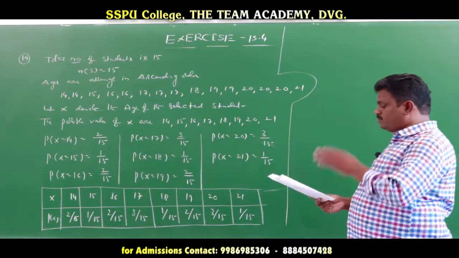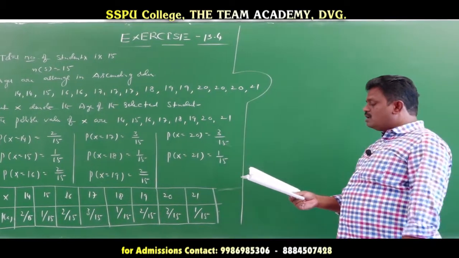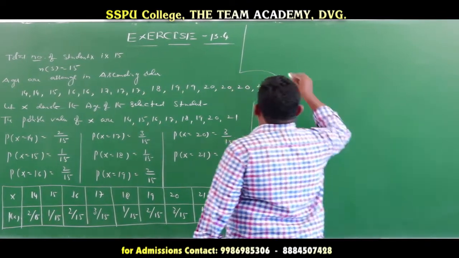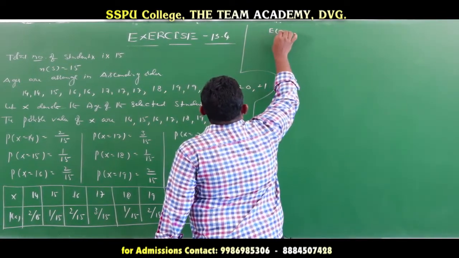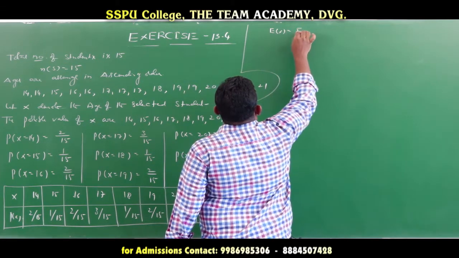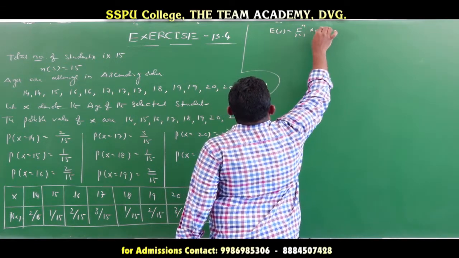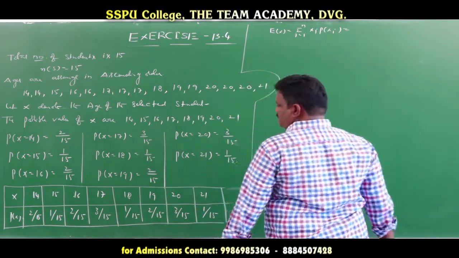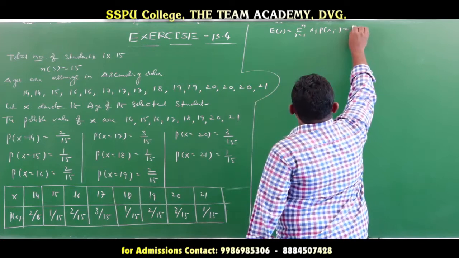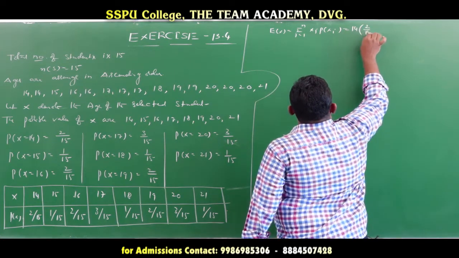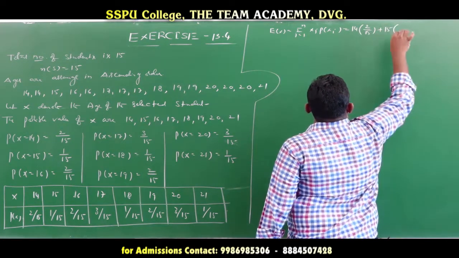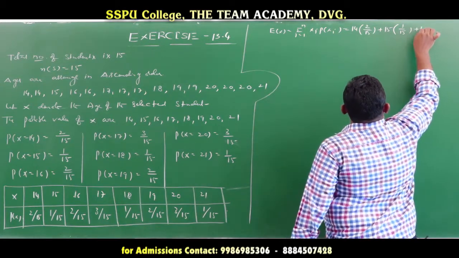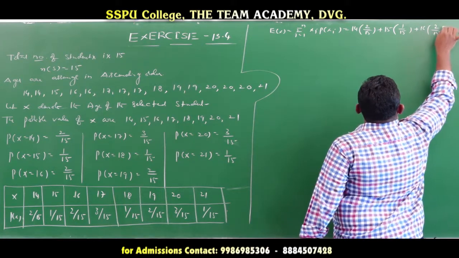Now what do we find here? Find the mean, variance and standard deviation. Already we know the mean: how to find it? The expectation of X is equal to the sum over i equal to 1 to n of x_i times probability of x_i. Here my values are 14 into 2 by 15, plus 15 into 1 by 15, plus 16 into 2 by 15.